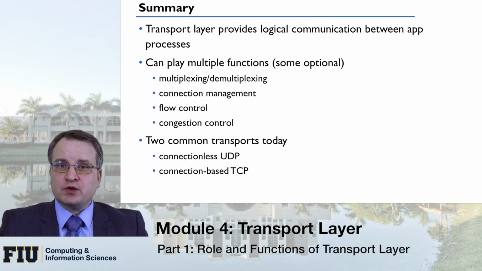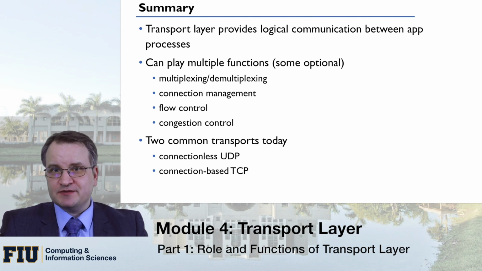The core function of a transport layer protocol is to do this demultiplexing and multiplexing. This is all about the addressing that I just mentioned. But in addition, some transport layer protocols provide additional functions, such as connection management, flow control, which effectively gives reliability, and congestion control. And the 2 most common protocols are UDP and TCP.